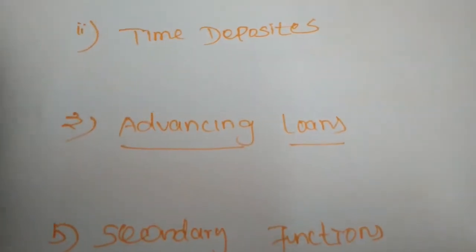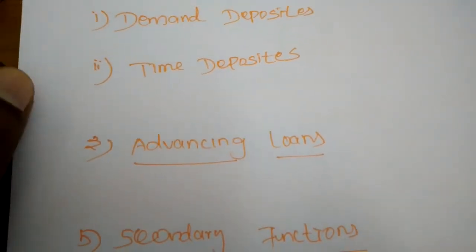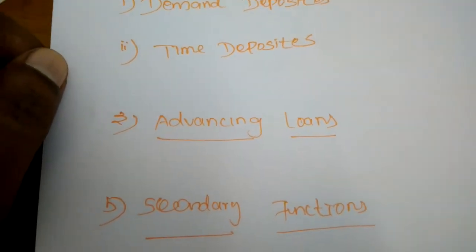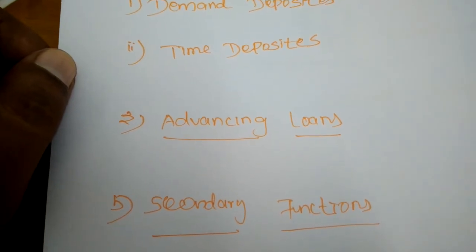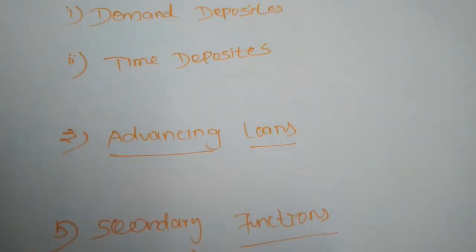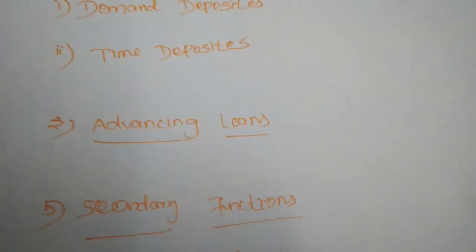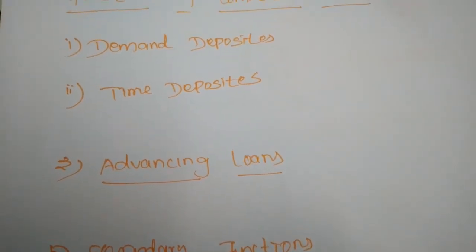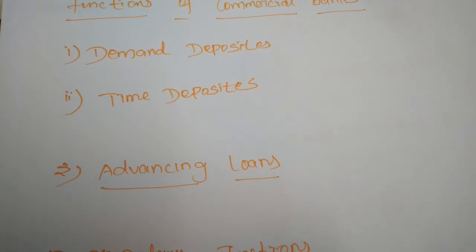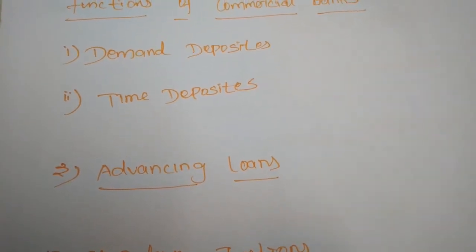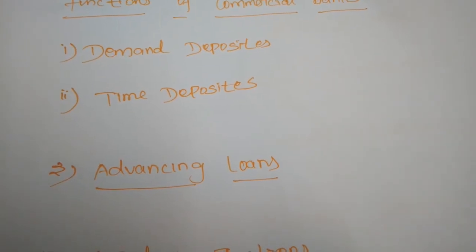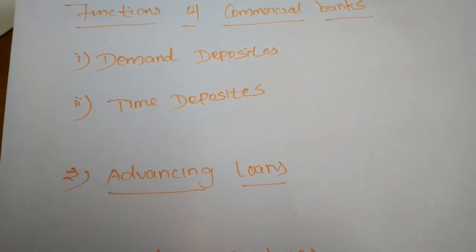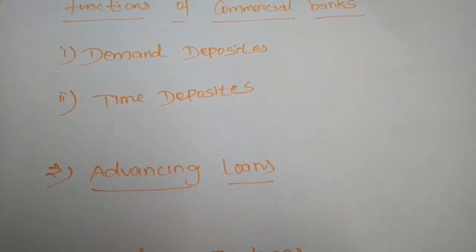Next, advancing loan. Advancing loans are also one of the functions of the commercial banks. It refers to granting loans to individuals and businesses. So all the entrepreneurs and even the consumers have the confidence to conduct their business units because of the functions of the commercial banks. Those who want to borrow money from the bank sector can easily get the loan in advance.